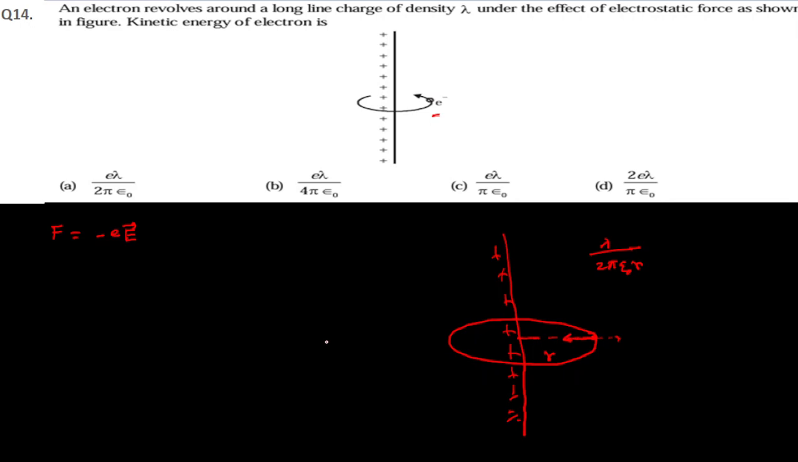And we know if any particle is rotated in a circular path with a uniform velocity, then there will also be a centrifugal force. And what will be that force? If we assume that the velocity of the electron is v, then the centrifugal force will be mv square divided by r. Now if the electron is rotating in this circle, then these two forces, the electrostatic force and this centrifugal force, must be equal. From there we can calculate what will be the kinetic energy of the electron. So just write here.